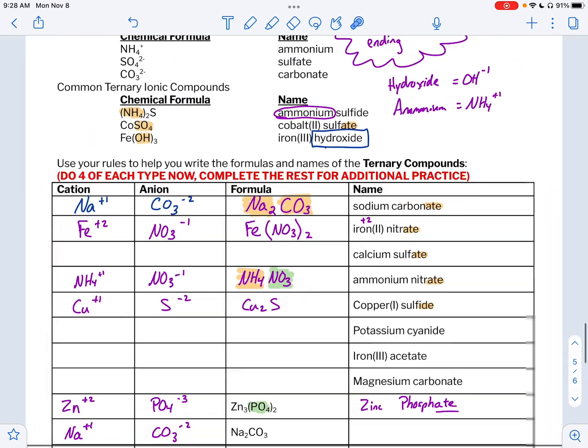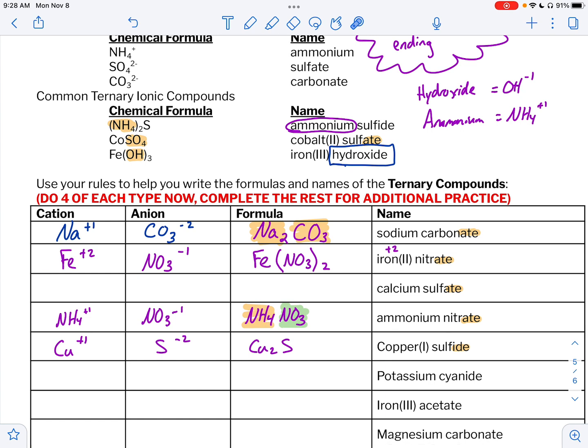All right, taking a look at a couple of these examples. Sodium and carbonate, I'm looking at the ending. I see ate, that's going to clue me into this is a polyatomic ion. Carbonate is CO3 with a -2 charge, and sodium is Na with a +1. Put those together, I need 2 sodiums for every 1 carbonate.